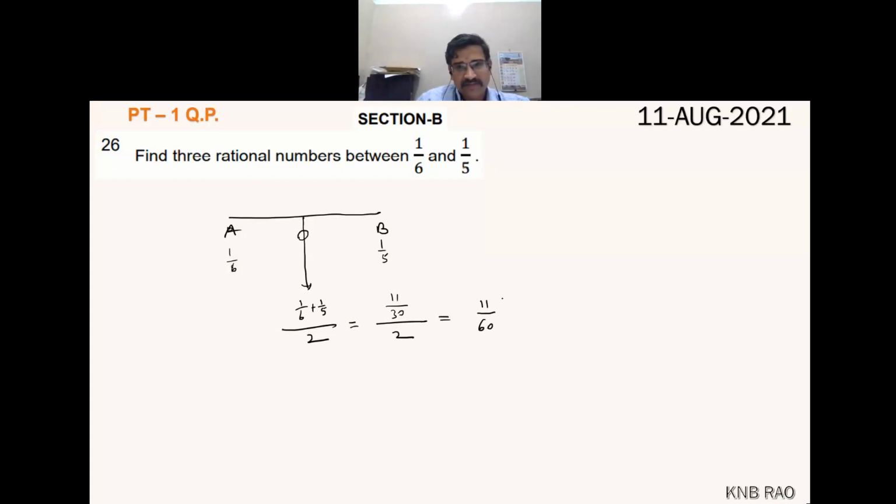One number I found. How to find the rest of them? You find between A and O another midpoint. So the moment you add 1 by 6 and 11 by 60 and divide by 2, that gives another midpoint. How to find the midpoint between O and B? Same way. Add 11 by 60 to 1 by 5 and divide by 2. You are finding midpoints every time by finding the average. So this way you can find them. Any doubt?